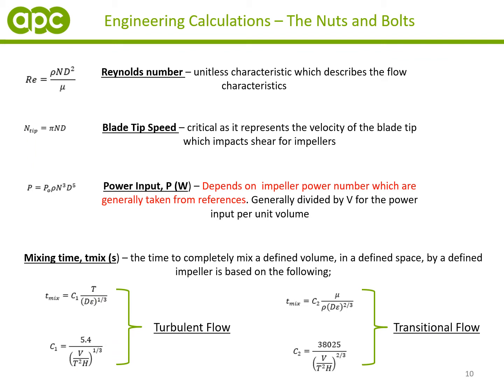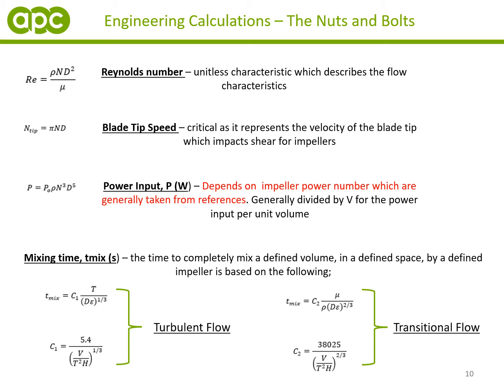Without going into too much detail, just giving a brief summary of the engineering calculations, the nuts and bolts behind it. I won't spend too much time on it, but what's shown here are the typical calculations or equations used to characterize scale up. So you have your Reynolds number, which describes the flow characteristics, your blade tip speed, which, as I mentioned, is the velocity around the blade tip. You have your power input, which depends on your power number, which is generally assumed from literature.